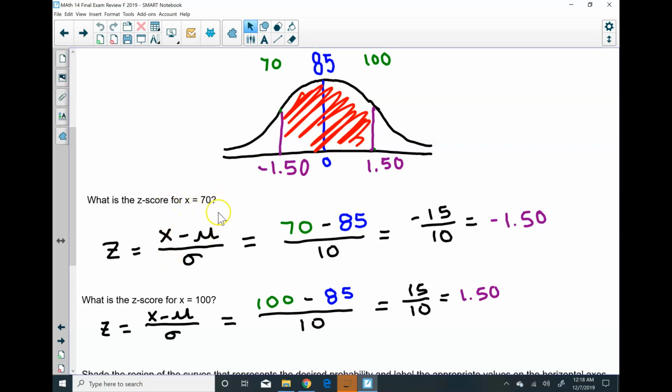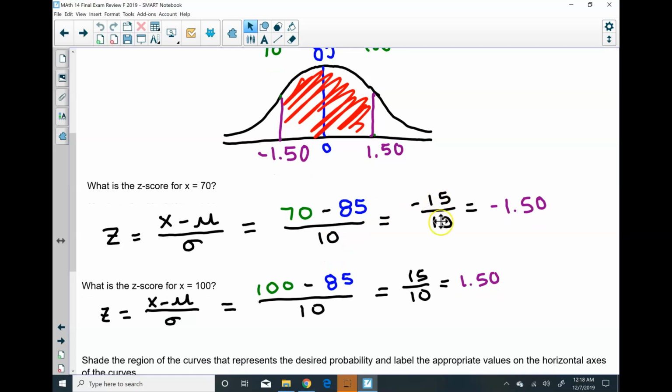So before we put the values in for our curve underneath there, we need to find the z-score for 70. Using the formula for the z-score, we know that x is 70, the mean is 85, and the standard deviation is 10. So we take 70, subtract 85, divide it by 10, which gives us negative 15 over 10, which gives us a z-score of negative 1.50, and therefore this now represents negative 1.50.